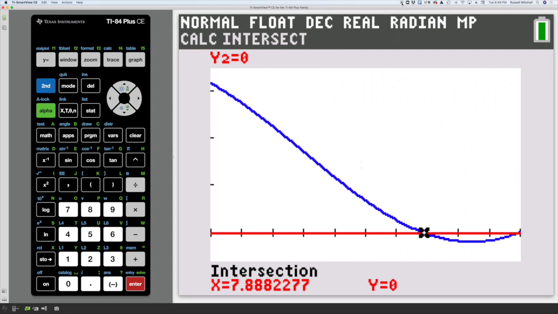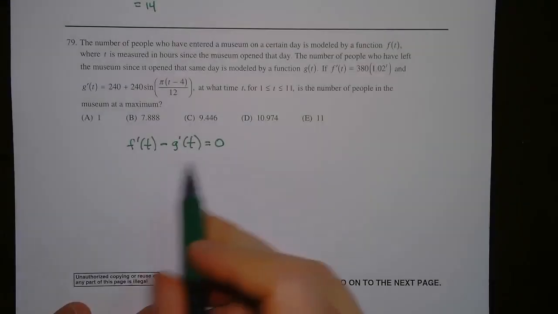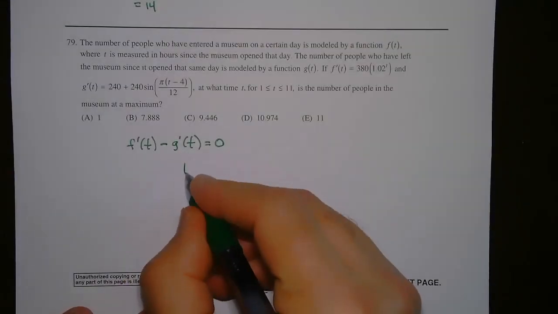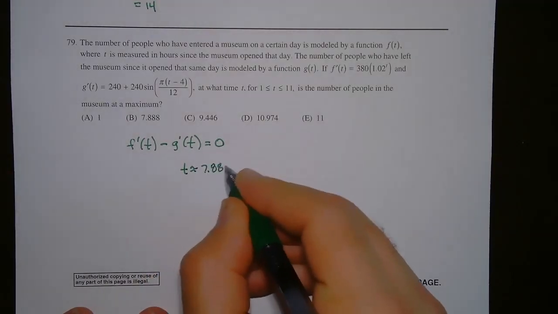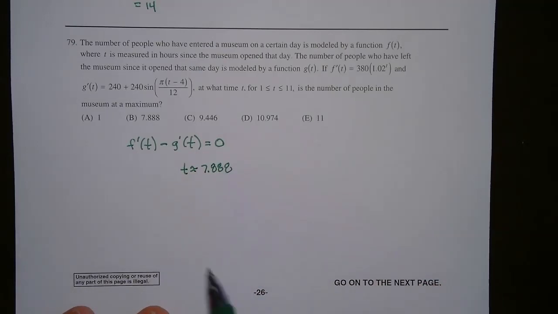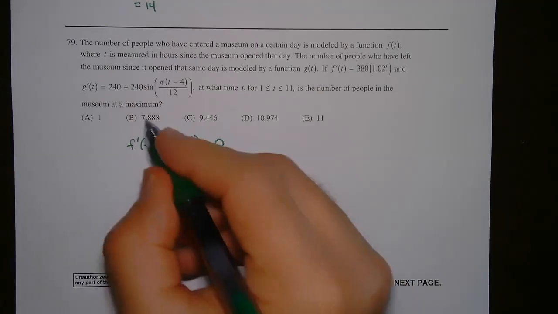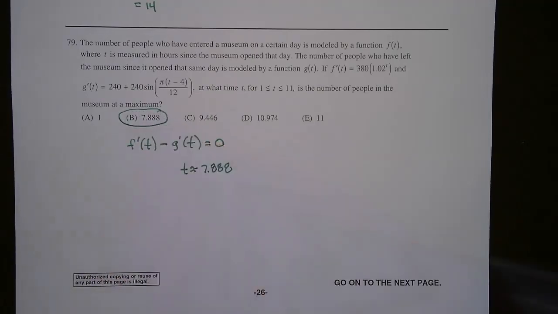So let's go back to our paper, and I know that was a lot of talking and analyzing, but that's the reason why the 7.88 has to be the maximum. So we wrote this equation, and we know that this is at t approximately 7.888 hours, right? Just before this time, the number of people in the museum was increasing, and right after it was decreasing, so this has to be the maximum, and it's the absolute one. All right, so that's it.